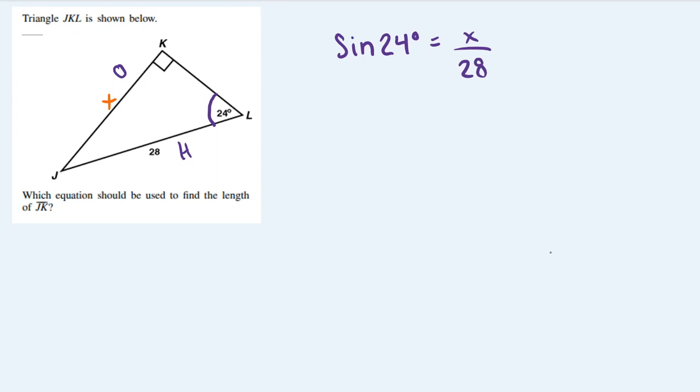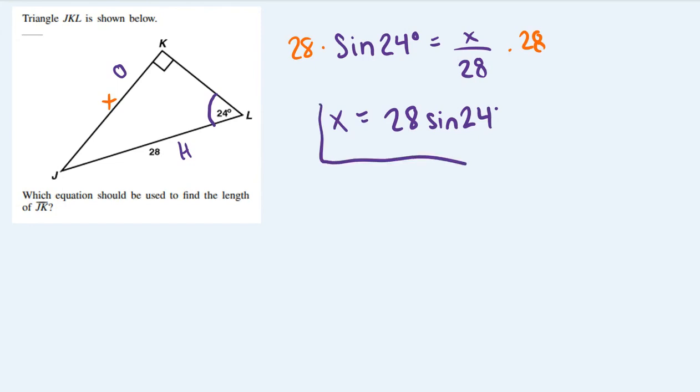Then to solve for X in this case, you just multiply both sides by 28. And so this would be the equation setup: X is equal to 28 sine of 24 degrees. You'd put it in the calculator to get the answer, but since it just wants the equation setup, it would just be 28 times sine of 24 degrees.